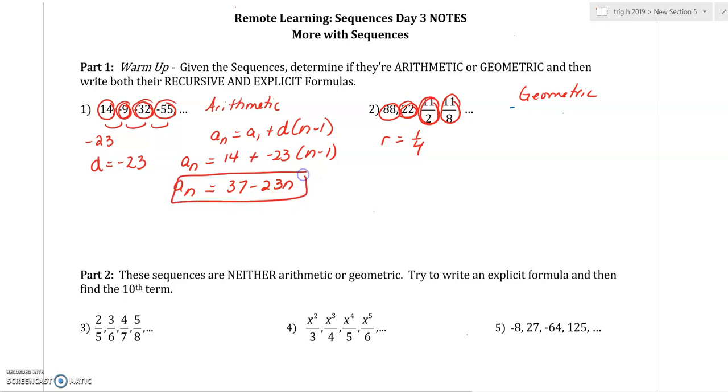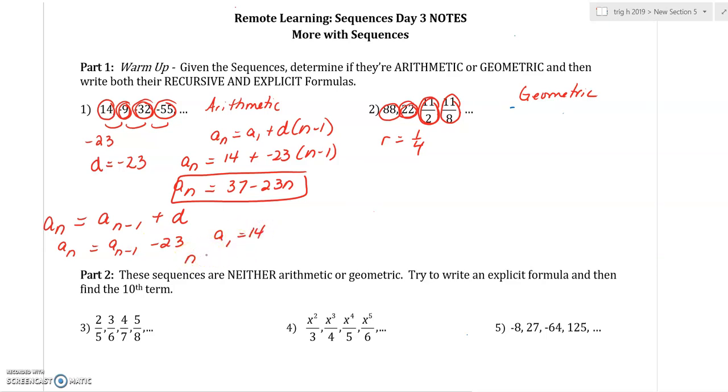Now, if you wanted a recursive, we know that in an arithmetic sequence, any number is the number before it plus that common difference. Okay, so for recursive, you could say that a sub n is a sub n minus 1 minus 23. And again, you always have to give the first term so we know where to get started.